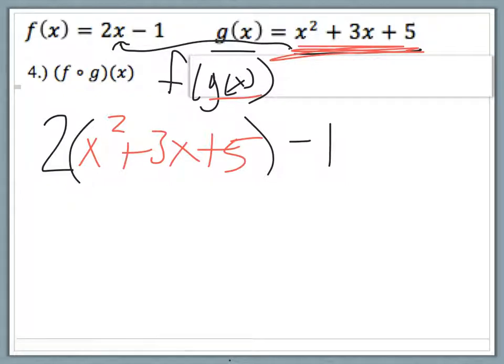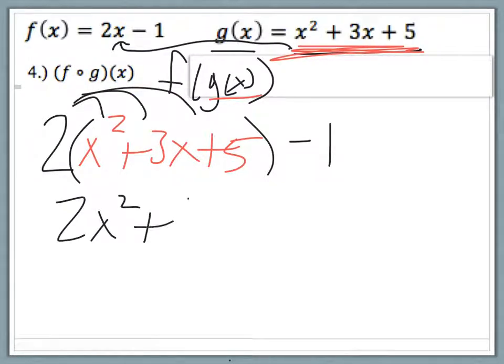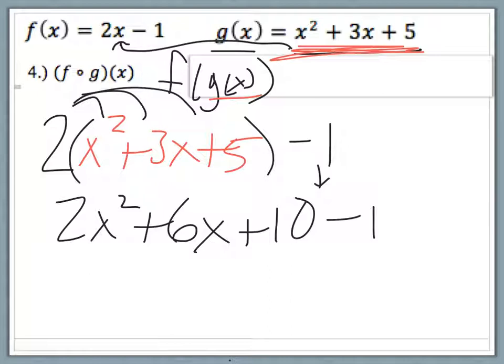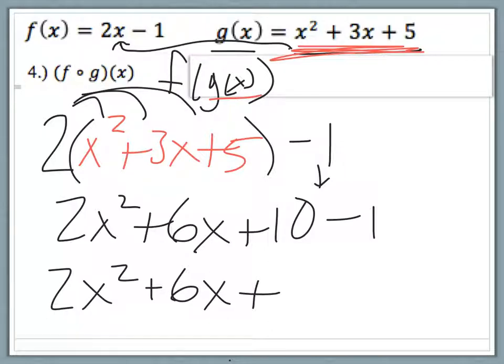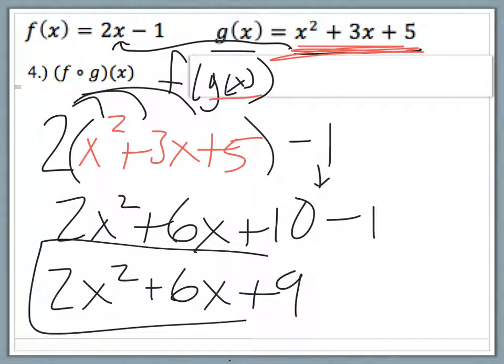Now we're going to clean this up. We distribute, so we'll have 2x squared plus 6x plus 10, and then bring down that minus 1. Then we combine like terms: 2x squared plus 6x plus 9. And that is our final answer.